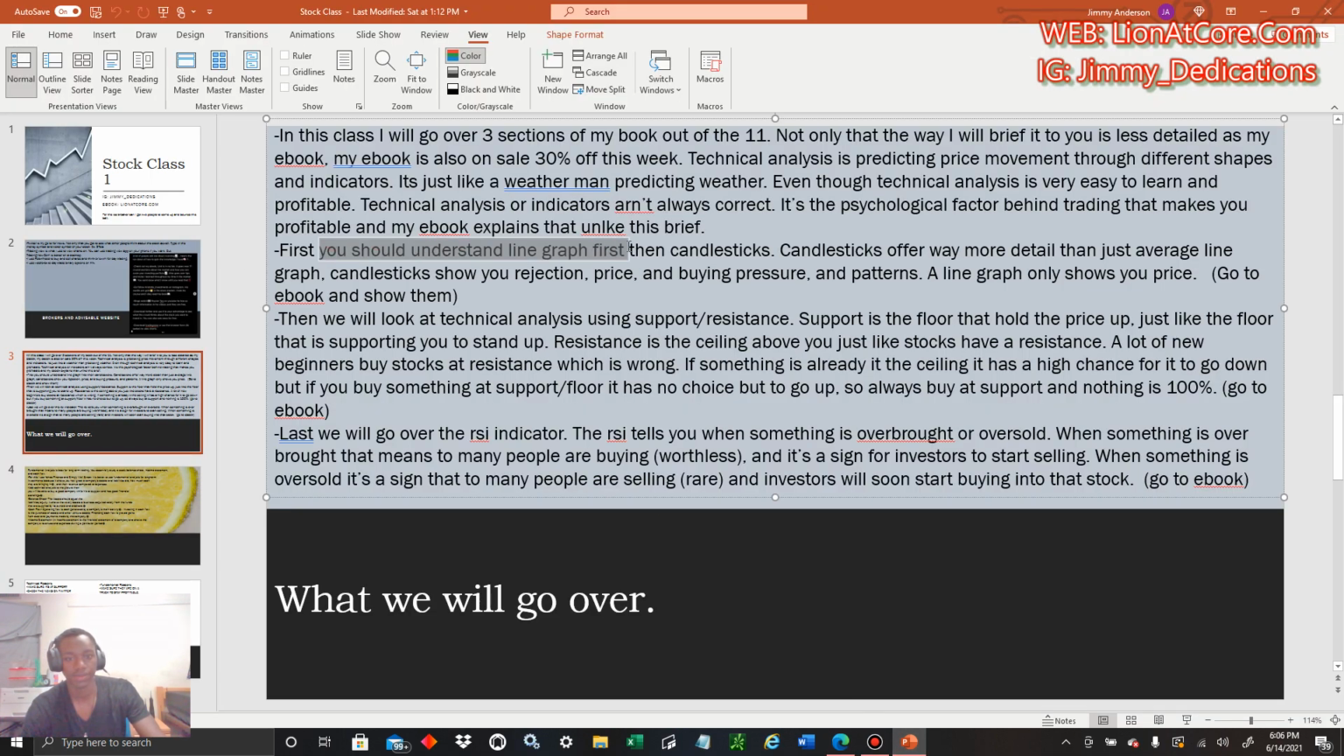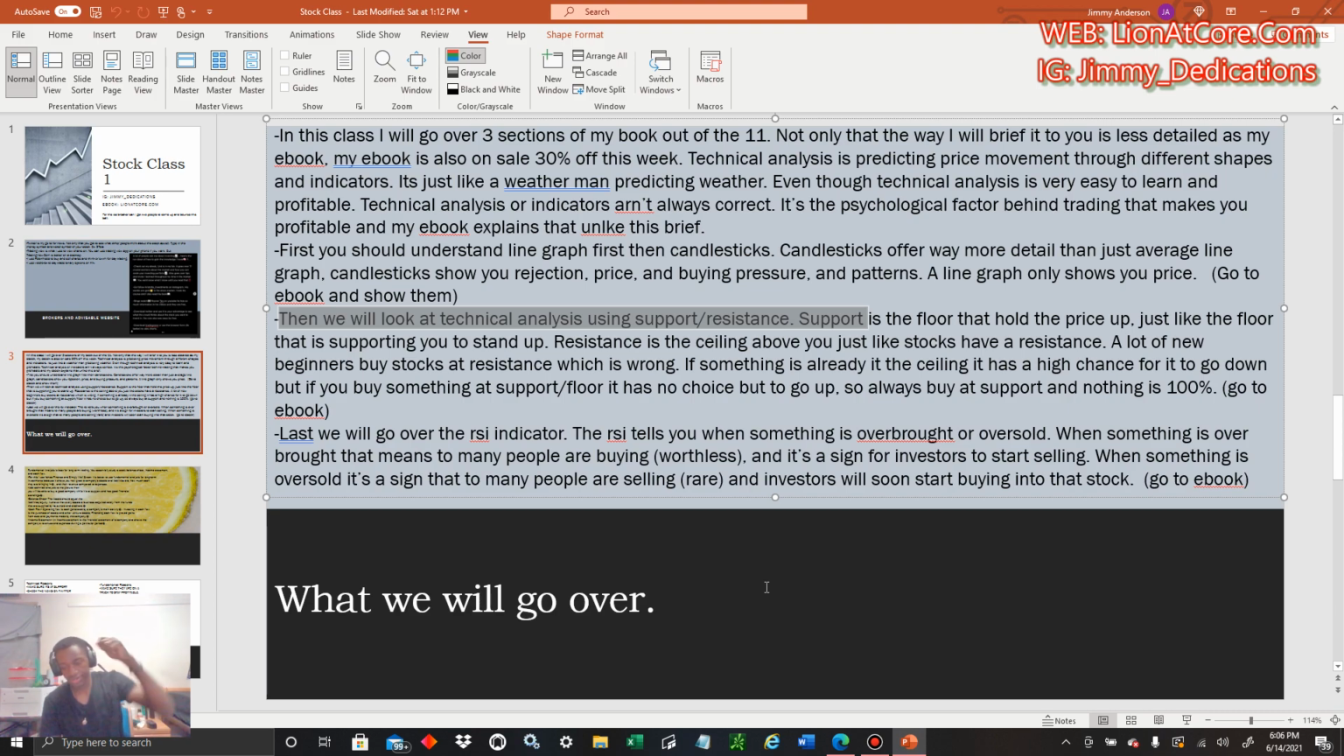Next, we already went over candlesticks. We already went over a line graph. Support and resistance. Support is the floor. Resistance is the ceiling. Imagine when you're bouncing a bouncy ball. You throw it to the ground. Boom. Bounce off of support. It goes up to the top, the ceiling, resistance, and it comes back down, and it just does the same thing over and over. That's how you predict the stock price.